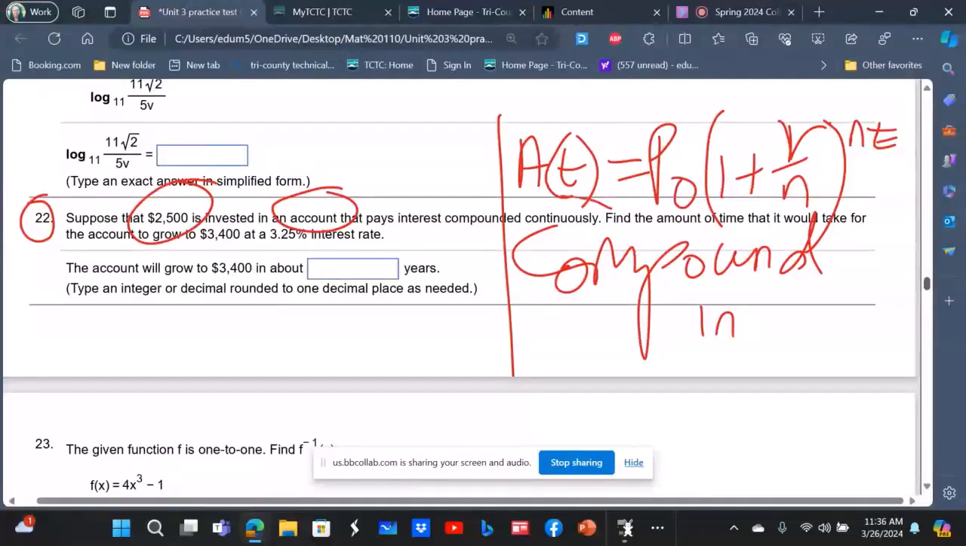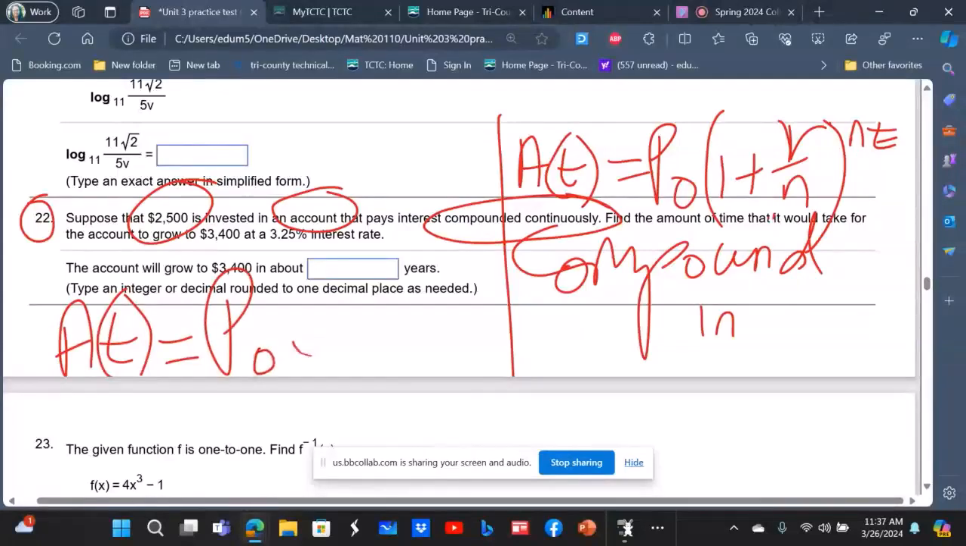Okay, wow, this one says compounded continuously. If it is compounded quarterly, semi-annually, use this one. If it's compounded continuously, you use continuous compounding. So in this question, actually, this is continuous compounding. So this is P0 e to the rt. Okay, this one is continuous compounding.